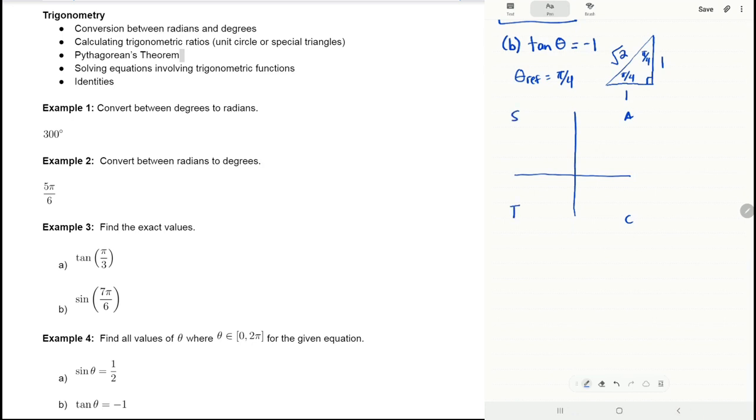Okay, so we know that tangent is going to be positive in quadrant 1 and quadrant 3, which means that tangent is negative in quadrants 2 and 4. So let's draw the triangle in quadrant 2. The reference angle is pi over 4. That will be this angle here. And again, we also have a triangle in quadrant 4. And this angle between the x-axis is going to be pi over 4.